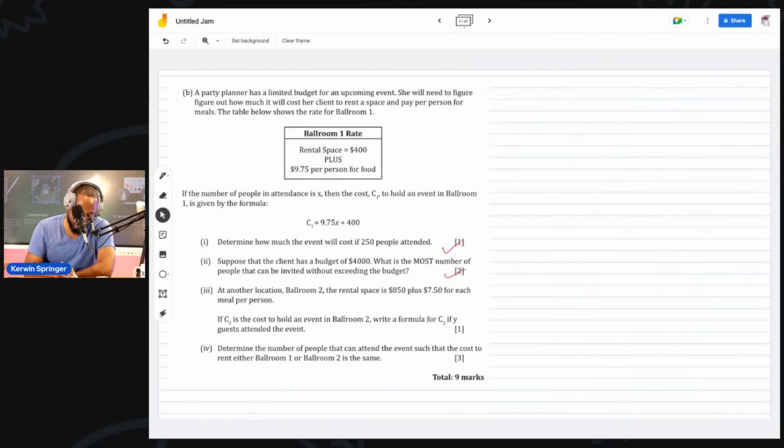At another location, volume 2, the rental space is 850 plus 7.5 for each. Write the formula. So the formula will be C2 is equal, just like this formula, and instead of x, we're using y. And the fixed fee, how much is the fixed fee? 850. You all see that? And instead of 9.75 per person, it's 7.50. How many of you all got that?